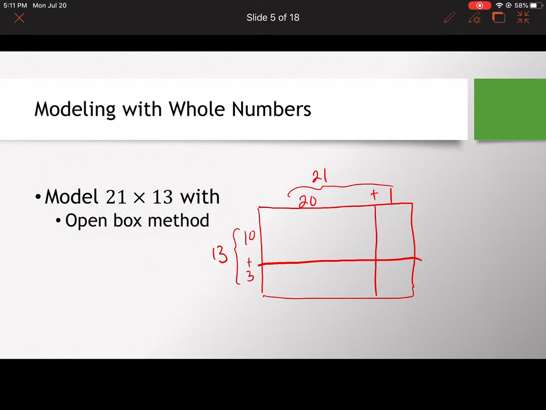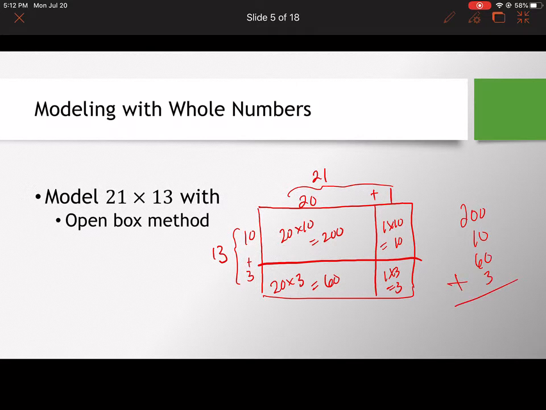Now we're going to find the area of these smaller rectangles using the easier dimensions. 20 times 10 is this one, which is 200. This one is going to be 20 times 3, which is equal to 60. And this one we have 1 times 10 is equal to 10. And then the last one we have 1 times 3, which is equal to 3. Our partial products include 200, 10, 60, and 3. We're going to add all of those up to get our answer. We get 273.